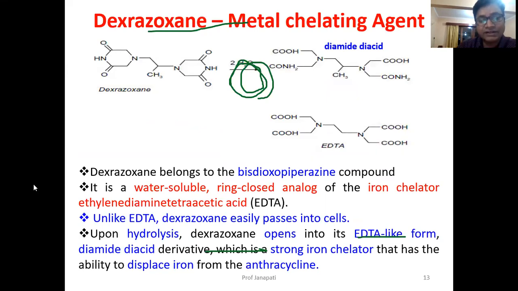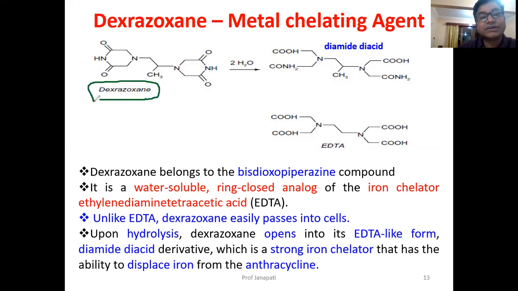Now let us learn how this drug dexrazoxane will affect and prevent free radical generation. This is the drug dexrazoxane. It is nothing but a bis dioxo piperazine compound. There are two molecules, if you can see. Dexrazoxane belongs to the bis, two molecules, bis dioxo piperazine molecule.